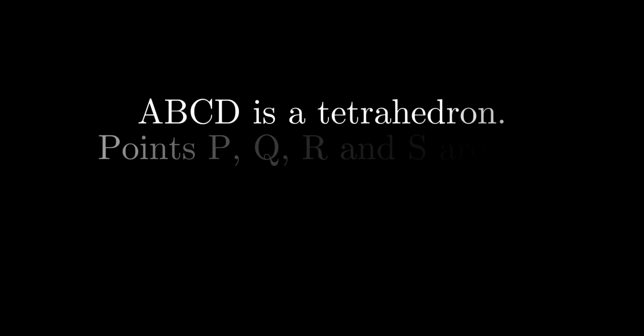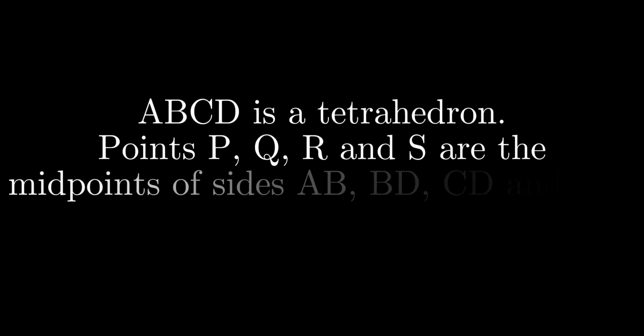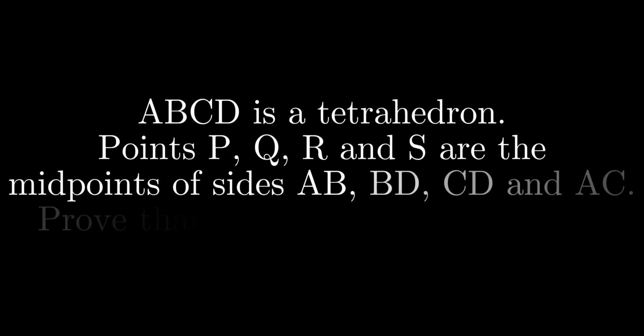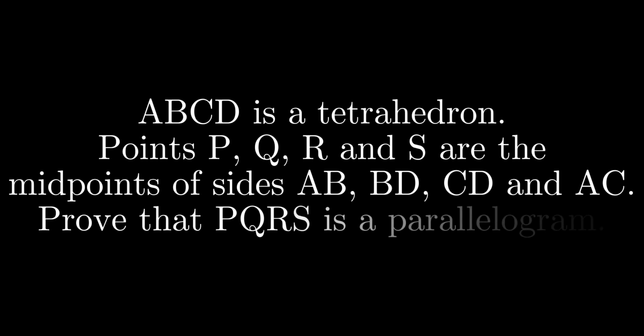The problem goes like this. ABCD is a tetrahedron. Points P, Q, R, and S are the midpoints of sides AB, BD, CD, and AC. Prove that PQRS is a parallelogram.